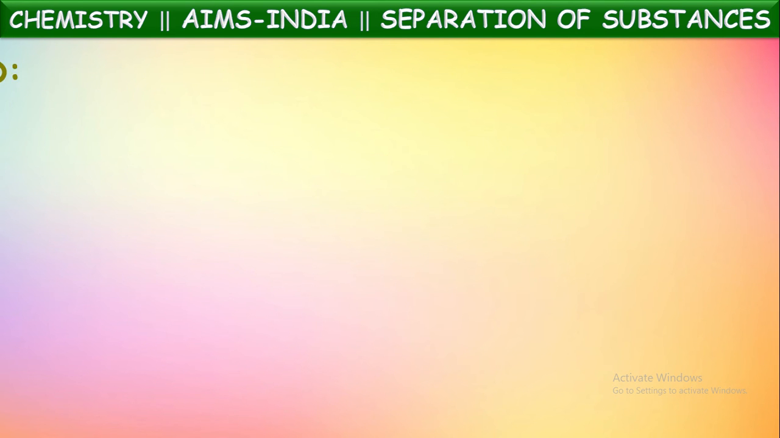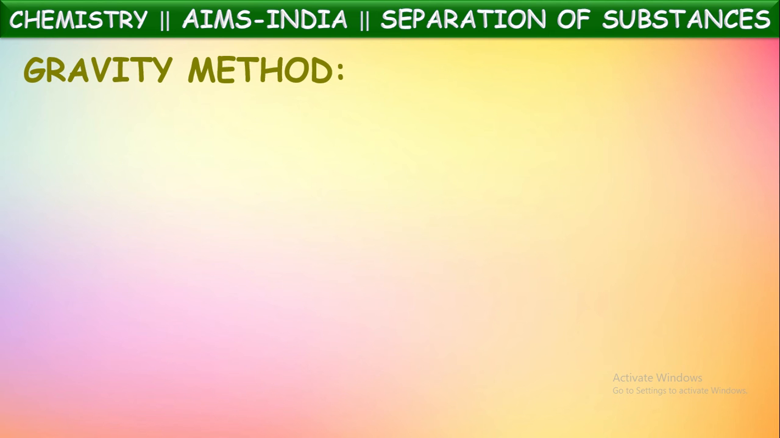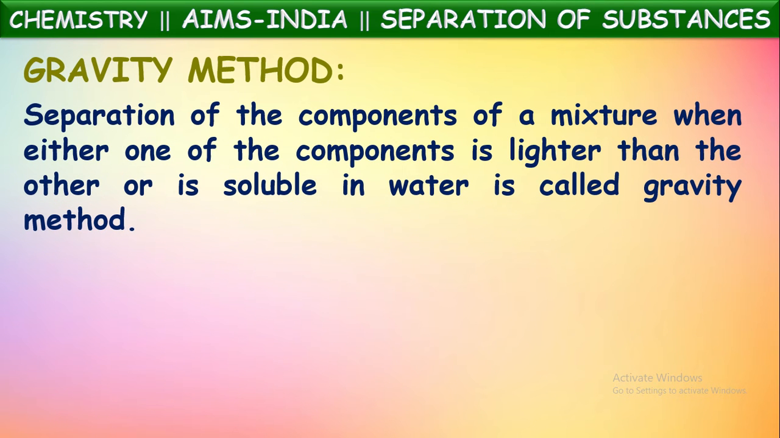Okay. Next, the gravity method. Separation of components of a mixture when one of the components is lighter than the other or is soluble in water is called the gravity method. So this gravity method is generally used for the separation of mixtures in which one of the components is lighter than the other, or one is soluble in some solvent. Then they use this gravity method.